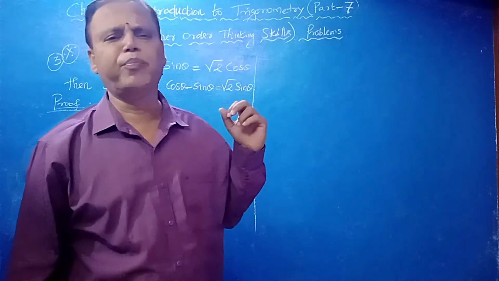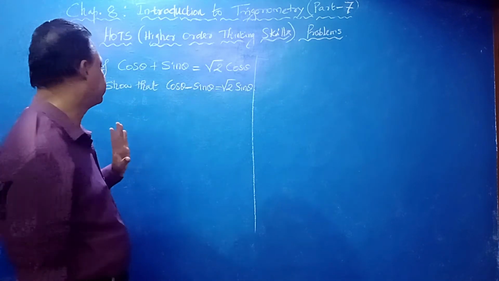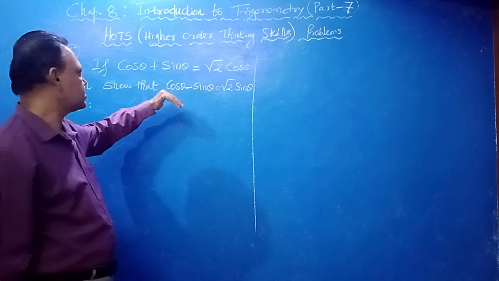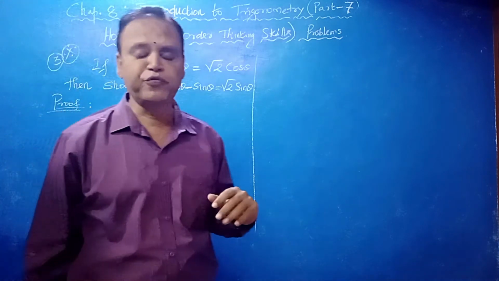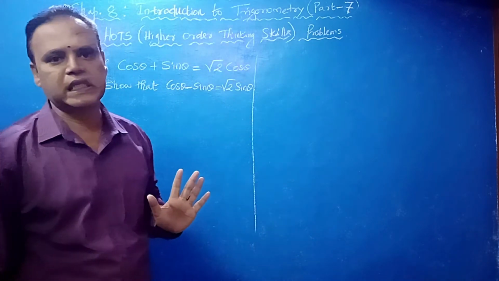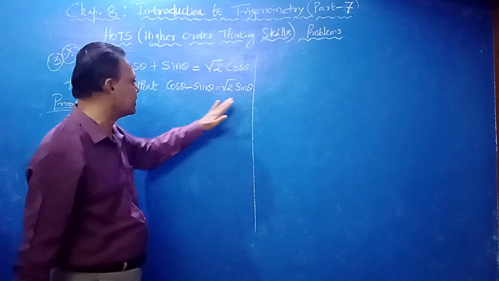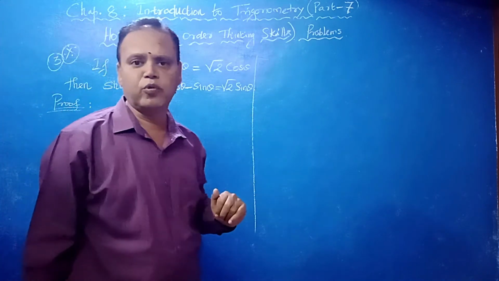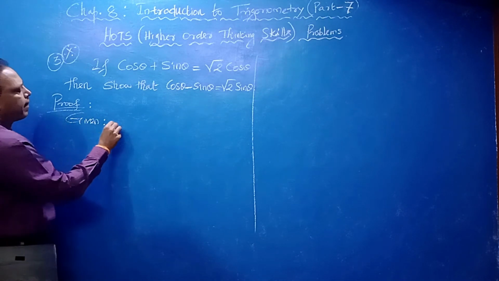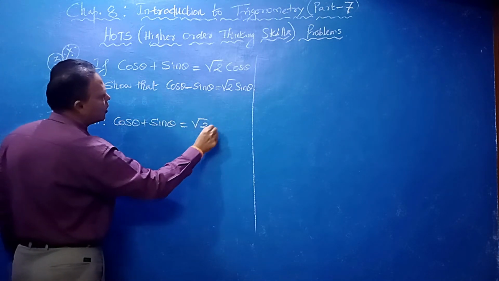You see, this is a very beautiful problem. Cos theta plus sin theta equals root 2 cos theta, and we have to prove cos theta minus sin theta equals root 2 sin theta. It is the same form only. That's why it is a very beautiful problem, and it is repeated many times in exams. So you have to practice. First take the given and simplify, and automatically you will get this, so that you can easily prove it. So write the given: cos theta plus sin theta is equal to root 2 cos theta.